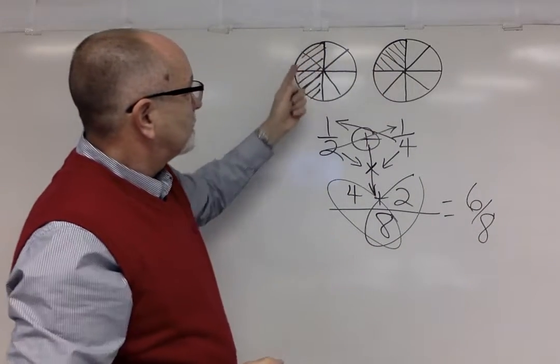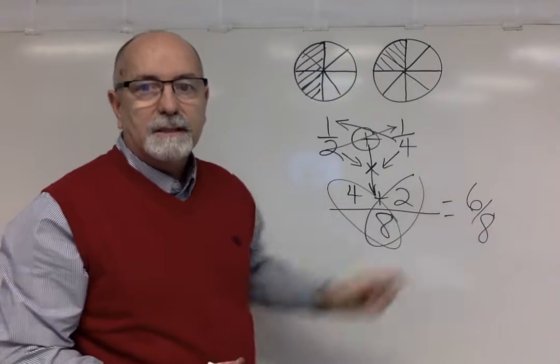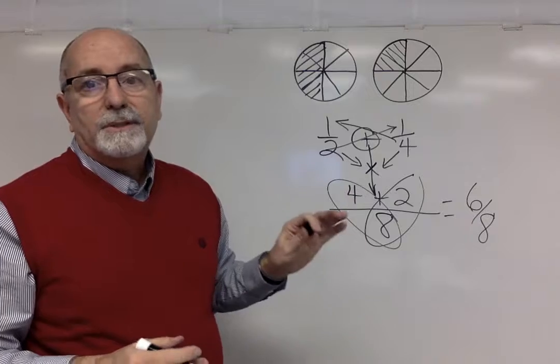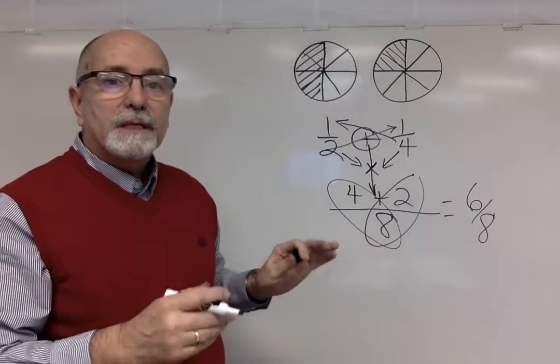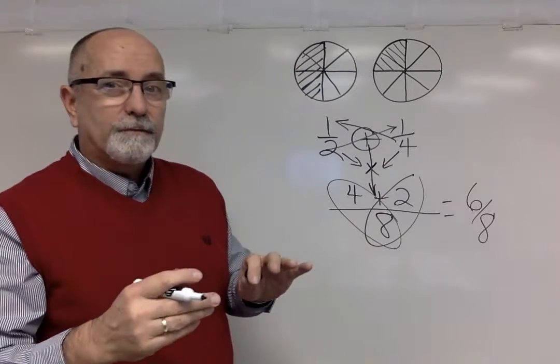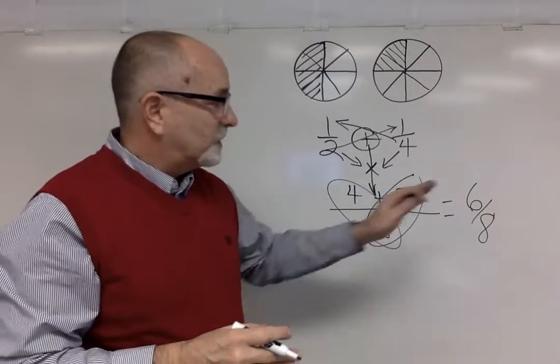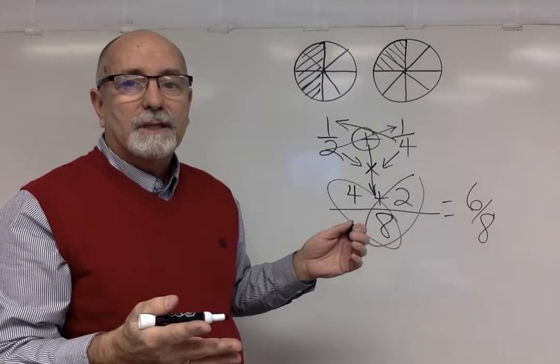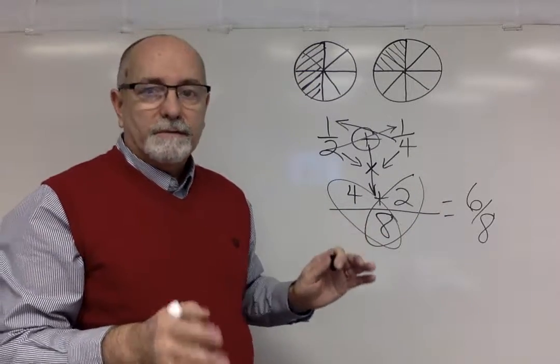1, 2, 3, 4, 5, 6. 6 out of 8. Now the one thing that I stress is 6/8 in simplest form. Because we said before we added up the 1/4 and the 2/4 and got 3/4, is 3/4 the same as 6/8? Because that sounds like two different answers.